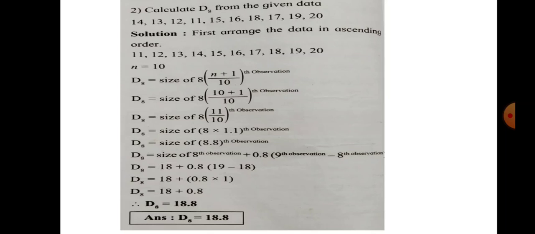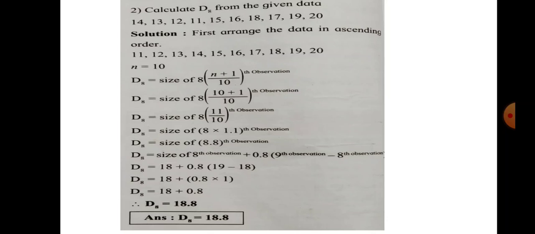What is the small n? Small n stands for total observations in the series. So n is equal to 10. As per the instruction, you have to find D8, the 8th decile. So D8 is equal to size of 8 into (n plus 1 upon 10)th observation.